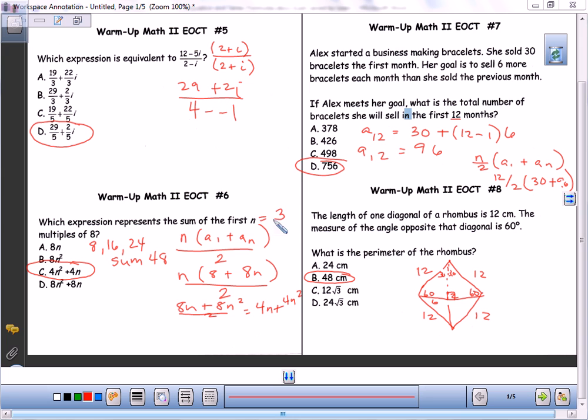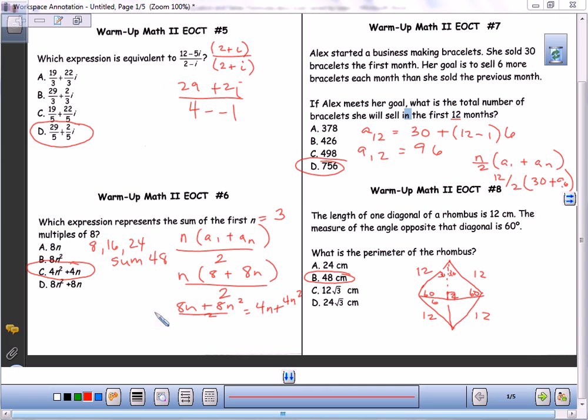So I let n be 3. What are the first 3 multiples of 8? 8, 16, and 24. Well, what's the sum of 8 plus 16 plus 24? 48. Which one of these can I plug 3 into and get out 48? C. So even if you couldn't remember the formula at all, you can still find the answer to that problem.